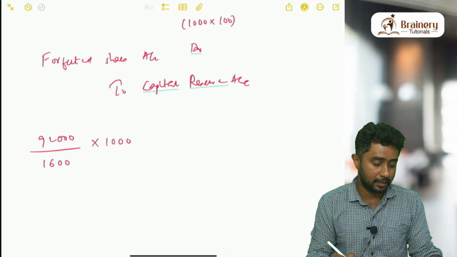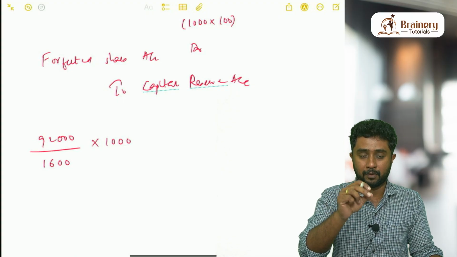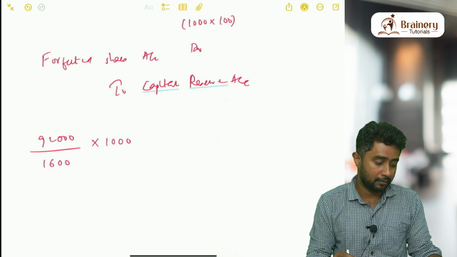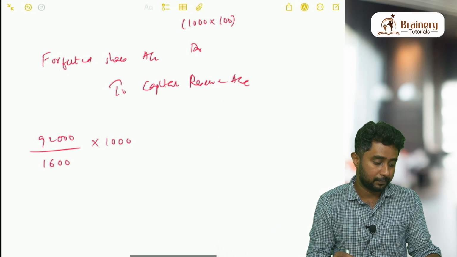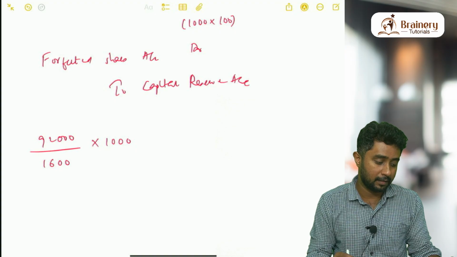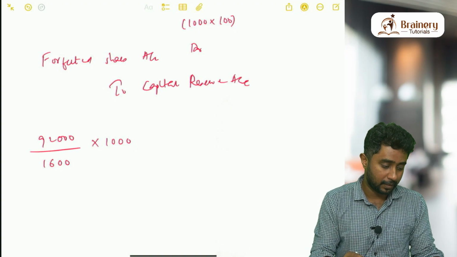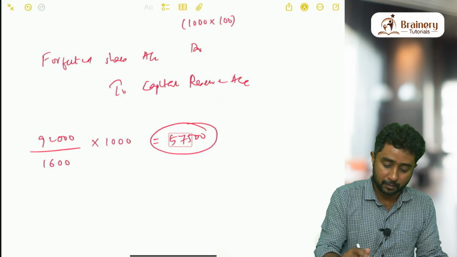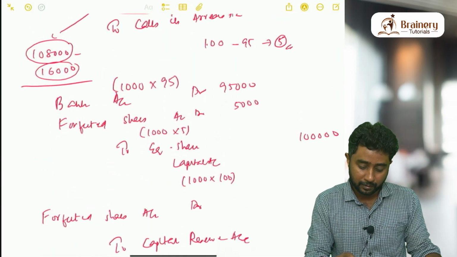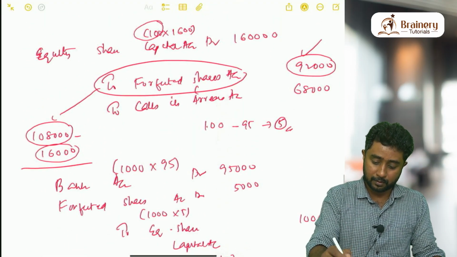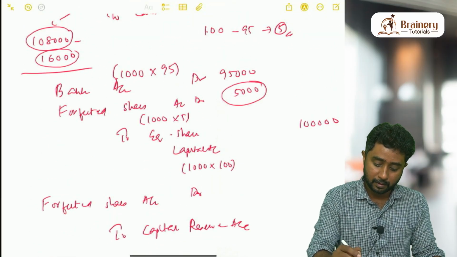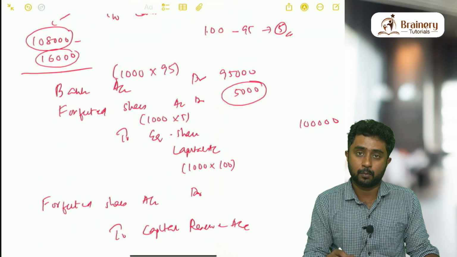So formula is like this: total amount that we have kept in forfeited shares account while cancelling, divided by number of shares we have cancelled, into 1000, the number of shares we are reissuing. So 57,500 is the amount that is related to the forfeited shares in forfeited shares account. Now out of that 57,500, how much we have used? We have used 5 rupees only.